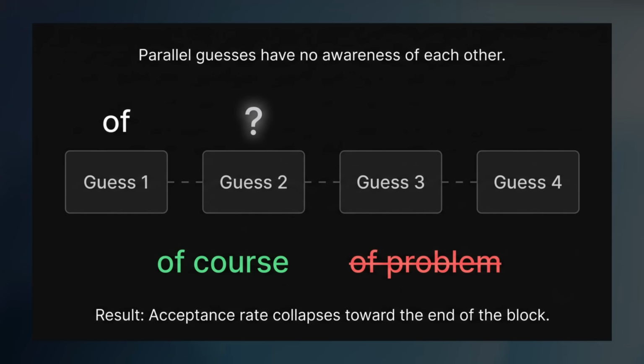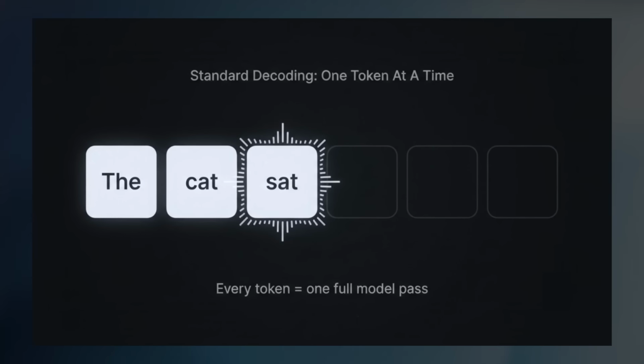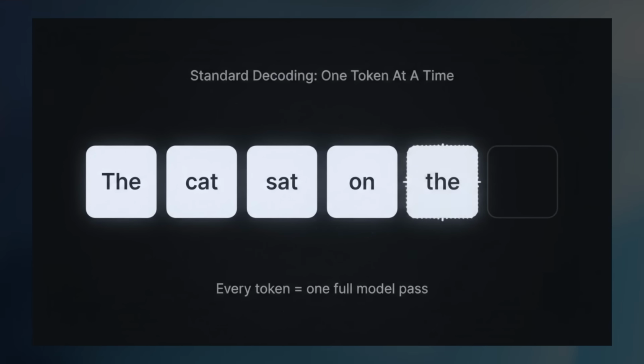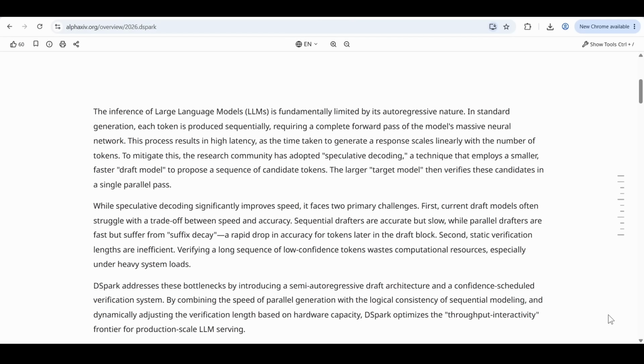So you can end up with something like "of problem," or "no course," because the second token never saw what the first one chose. The further you go into a draft block, like if you're guessing 8 or 10 tokens ahead, the more these guesses fall apart and get rejected. The acceptance rate just collapses toward the end of every block. Researchers call this suffix decay.